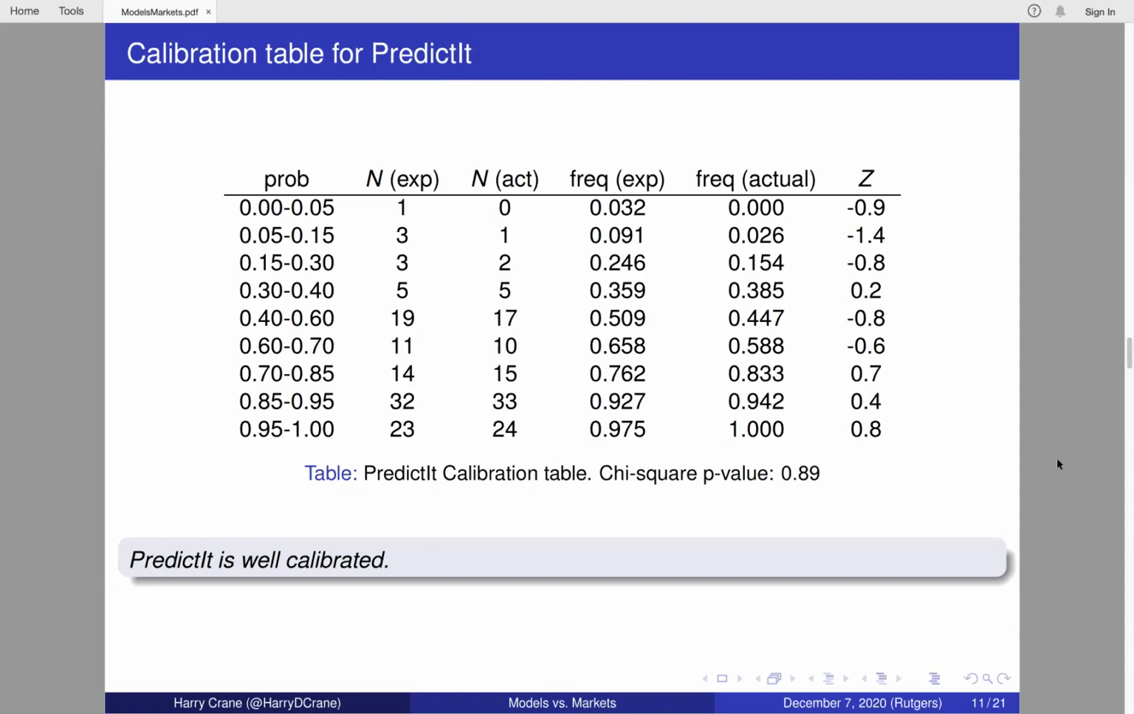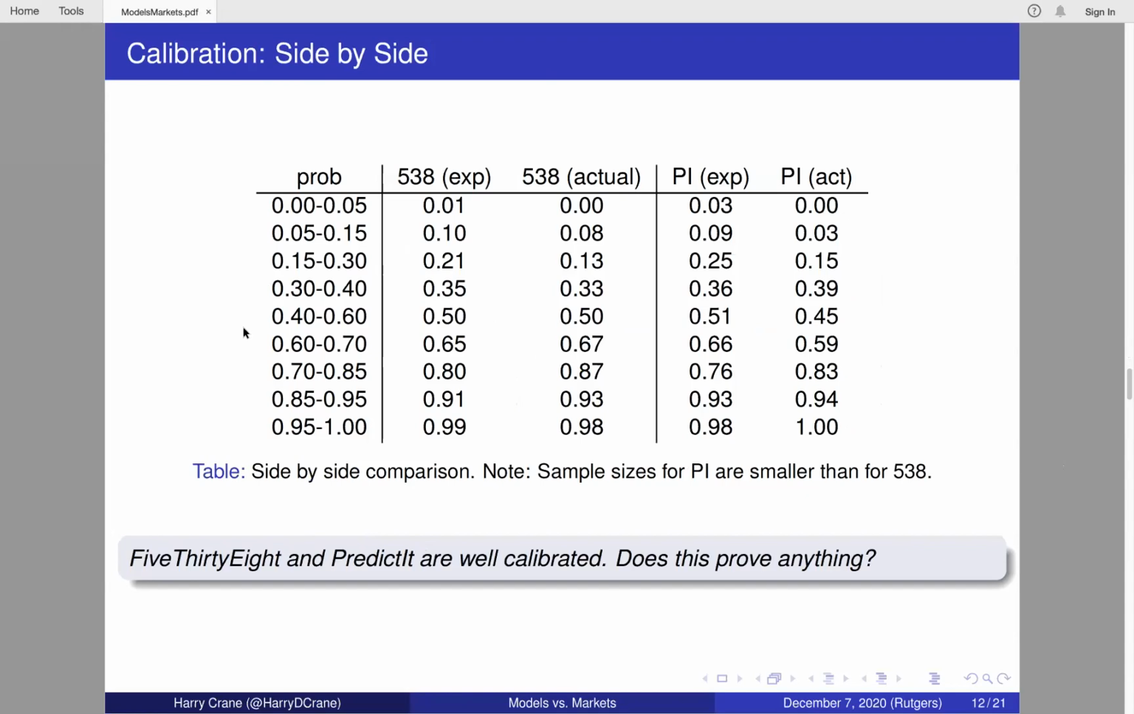You can do the same thing for PredictIt, and PredictIt had fewer markets, so I can only use the markets that I have that they had. So there's a smaller sample size, but still big enough to get a table. There's a little bit more discrepancy, but still, it looks pretty well calibrated. The chi-square p-value is 89%. None of these are even close to significant. So you can look at them side by side, but there's really nothing to see here, more or less. They both appear to be pretty well calibrated.